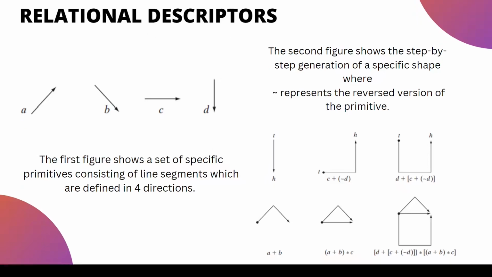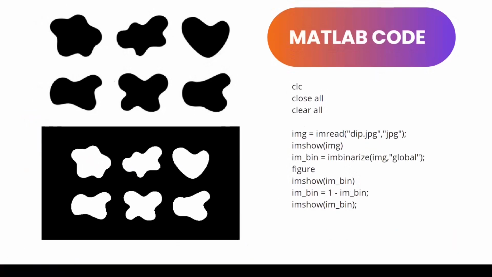Till now, we have learned a lot about relational descriptors. Now, let's try to execute the same using MATLAB. In the first line, img is equal to imread of dip.jpg. We are reading an image with the name dip.jpg. In the second line, we are displaying the image using the imshow function. In the next line, we are using the imbinarize method to convert the image into a binary array. In the next line, img_bin is equal to 1 minus img_bin. Here, we are interchanging the black and white parts of the image.